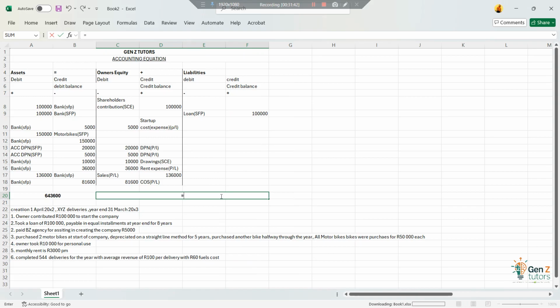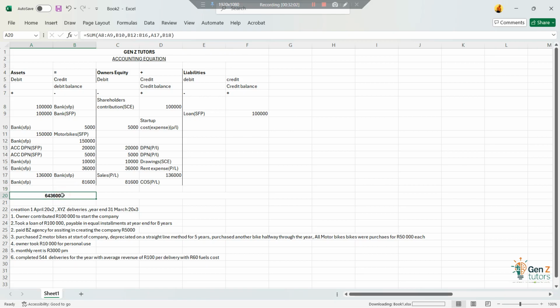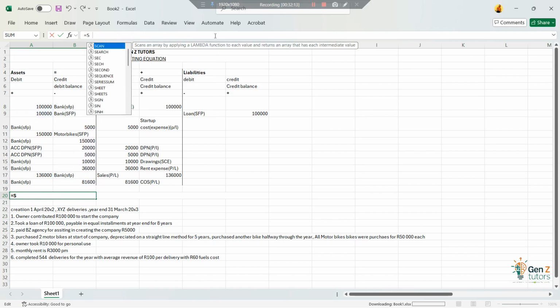And there we go. Then this will be equal to the sum of the shareholders' contribution, the loan, the startup expense. Oops, I made one error. I just remembered I made a single error. I summed everything up in here instead of actually separating the debit and the credit. So I think I need to fix that quickly. So we sum everything up.